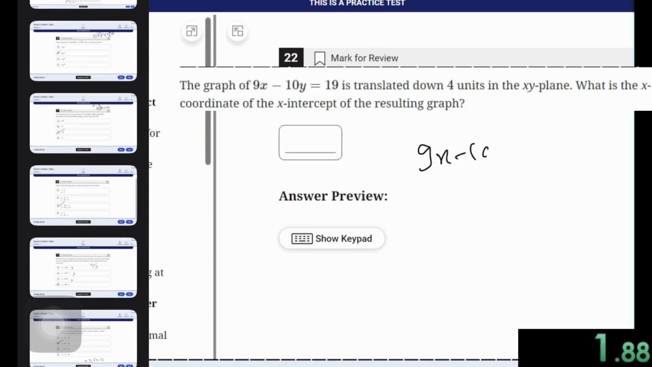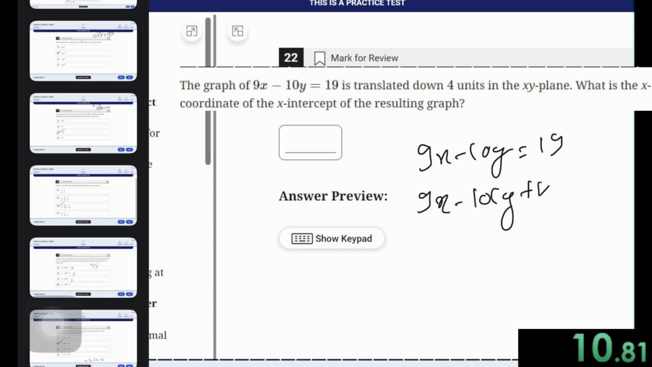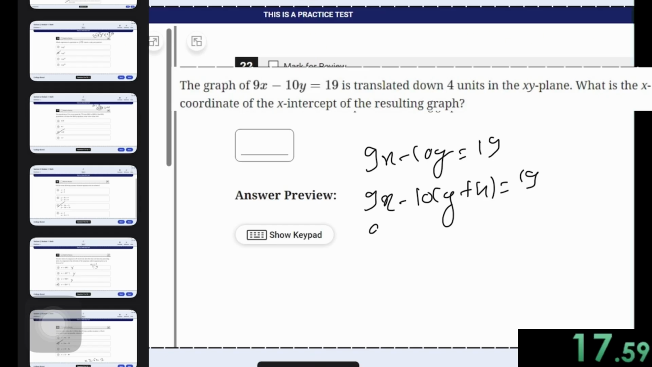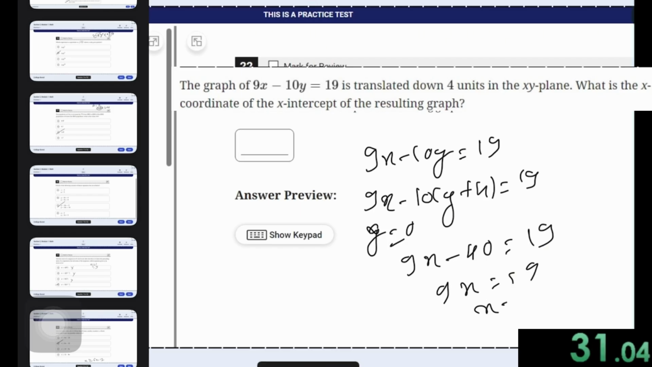9x minus 10y is equal to 19, and it's translated down by 4 units. If it's translated down by 4 units, which means we have to add y plus 4. Alright, now at the x-intercept, y equals 0. So 9x minus 40 equals 19. Alright, 9x equal to 59 and x equals 59 upon 9. Cool.